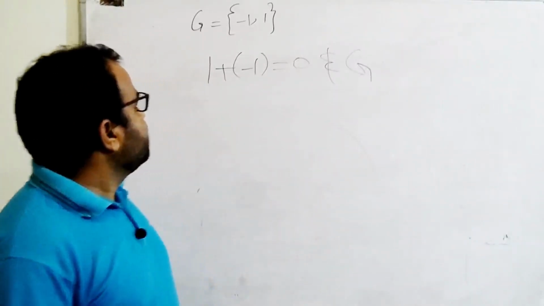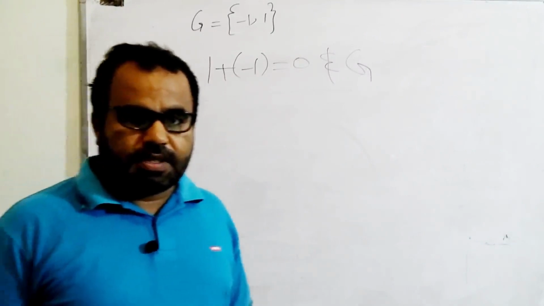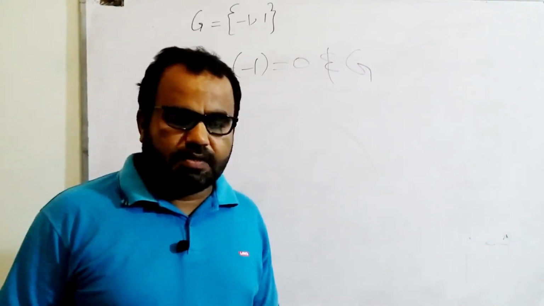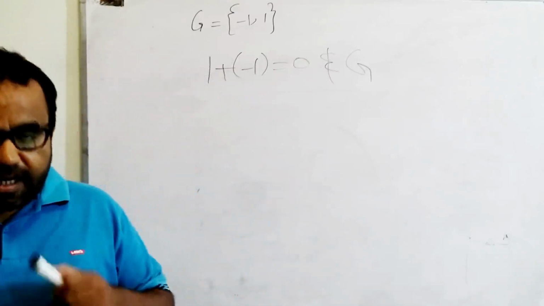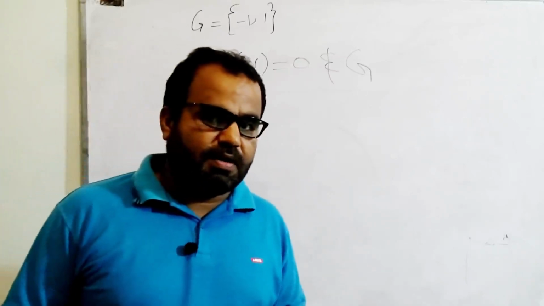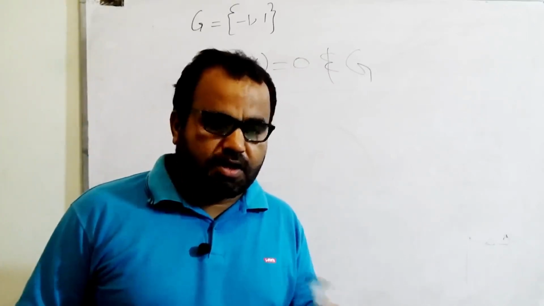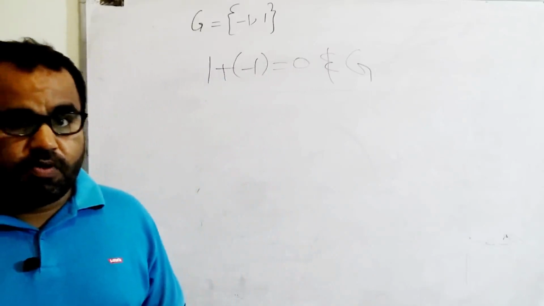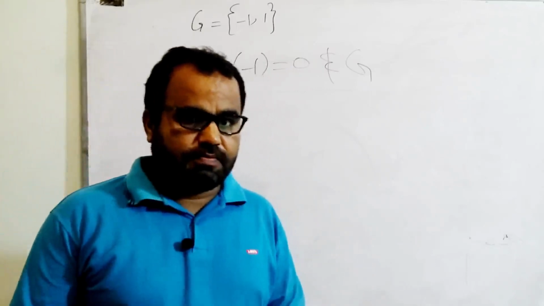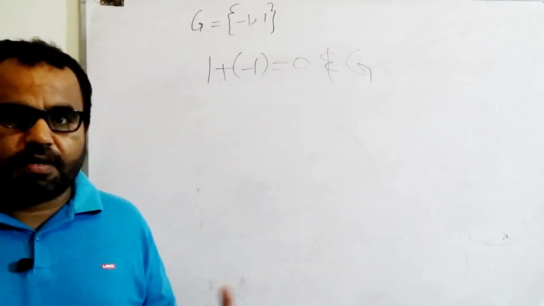Okay, this is the set. The set contains two elements, which are -1 and 1. We want to check whether this set is a group or not a group under addition and under multiplication. Okay, first we check under addition.